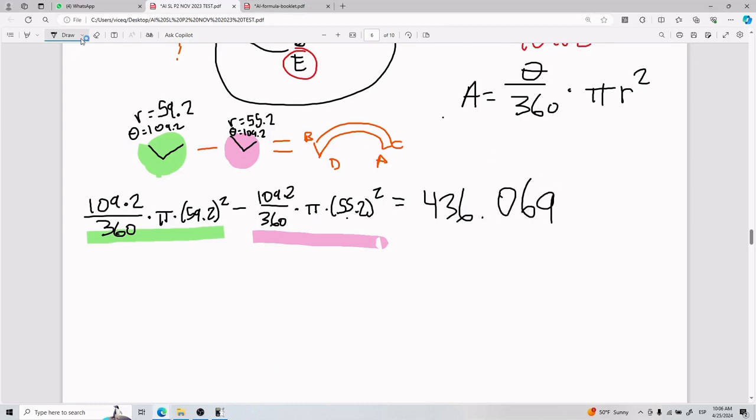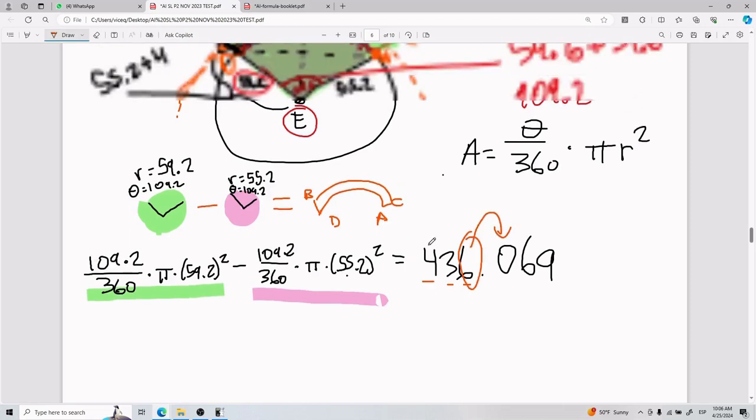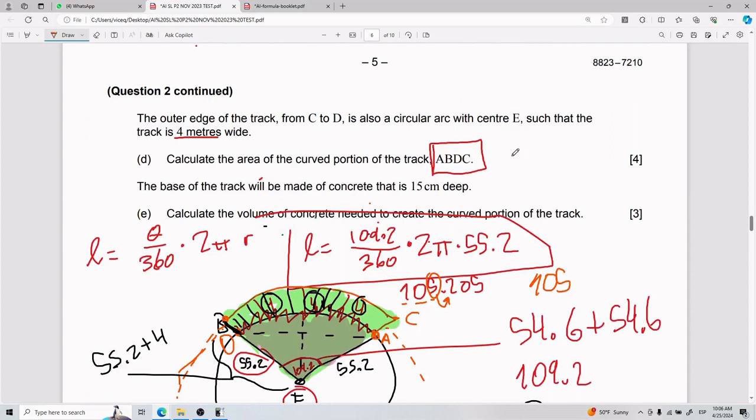436.069. If you want to do 3 significant figures, you count 1, 2, 3, round it up or keep it the same, you keep it the same. So the area for part D is simply going to be 436 meters. Because it's area, it's going to be squared.